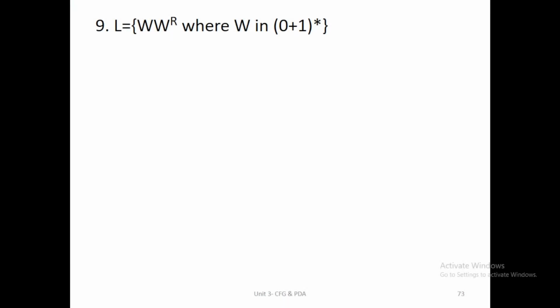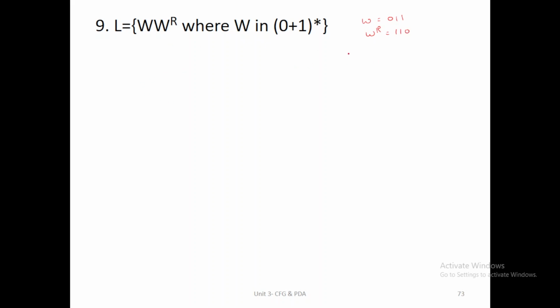The next problem for conversion of CFL to PDA is WWR. In the previous problem, we had C as an intermediate symbol. In this question, there is no intermediate symbol, only W, and immediately after that WR. So I am taking an example of W as 011. Then WR is 110.